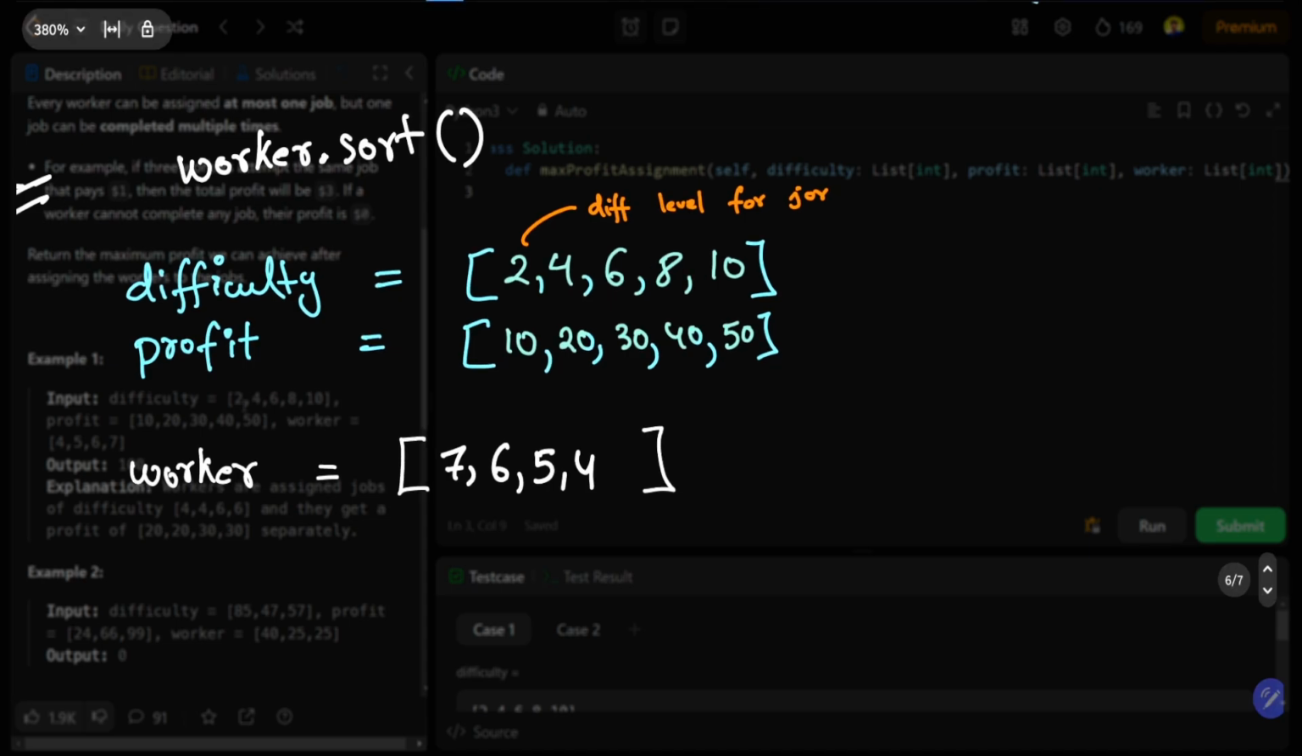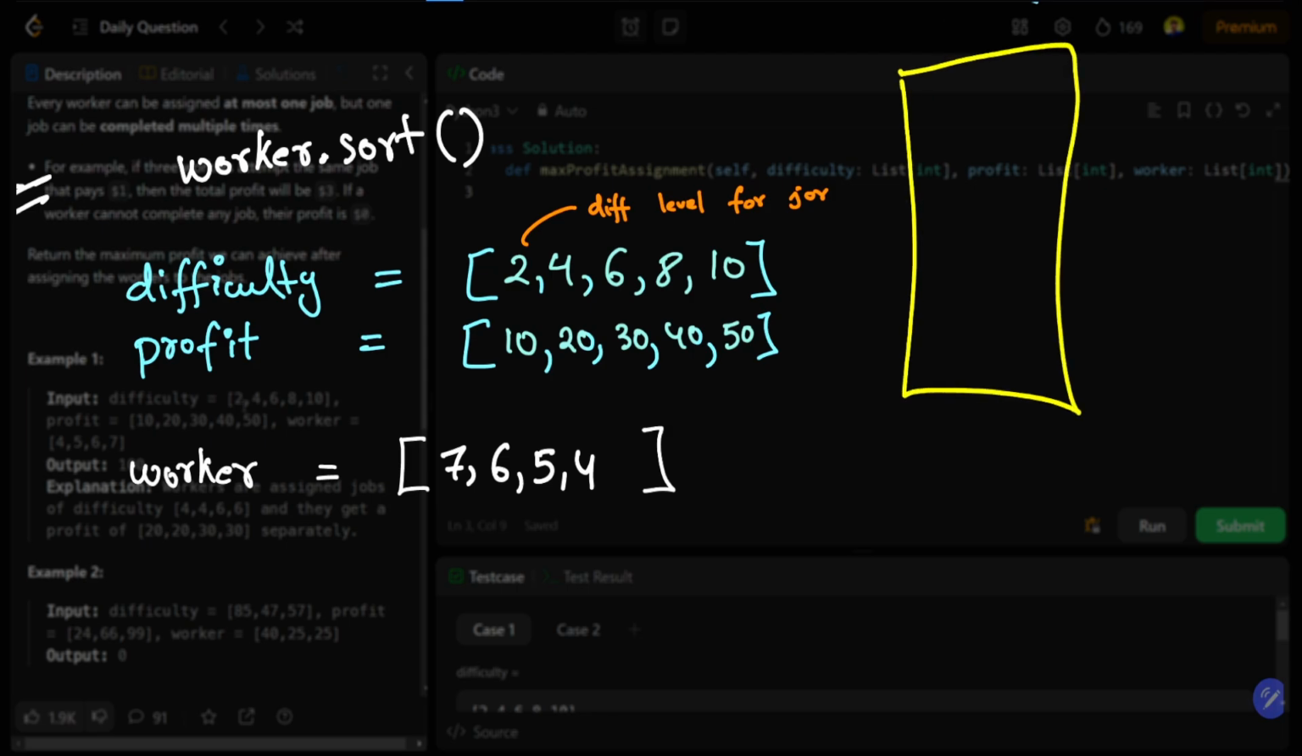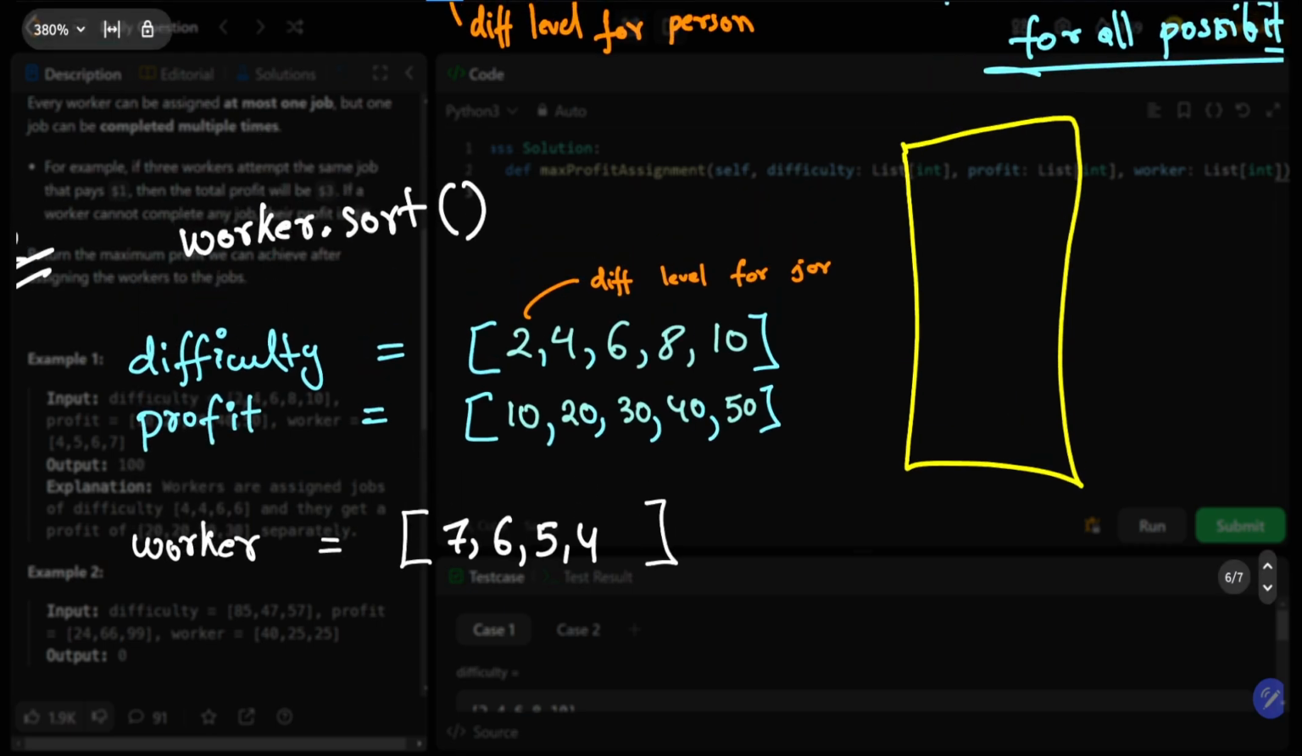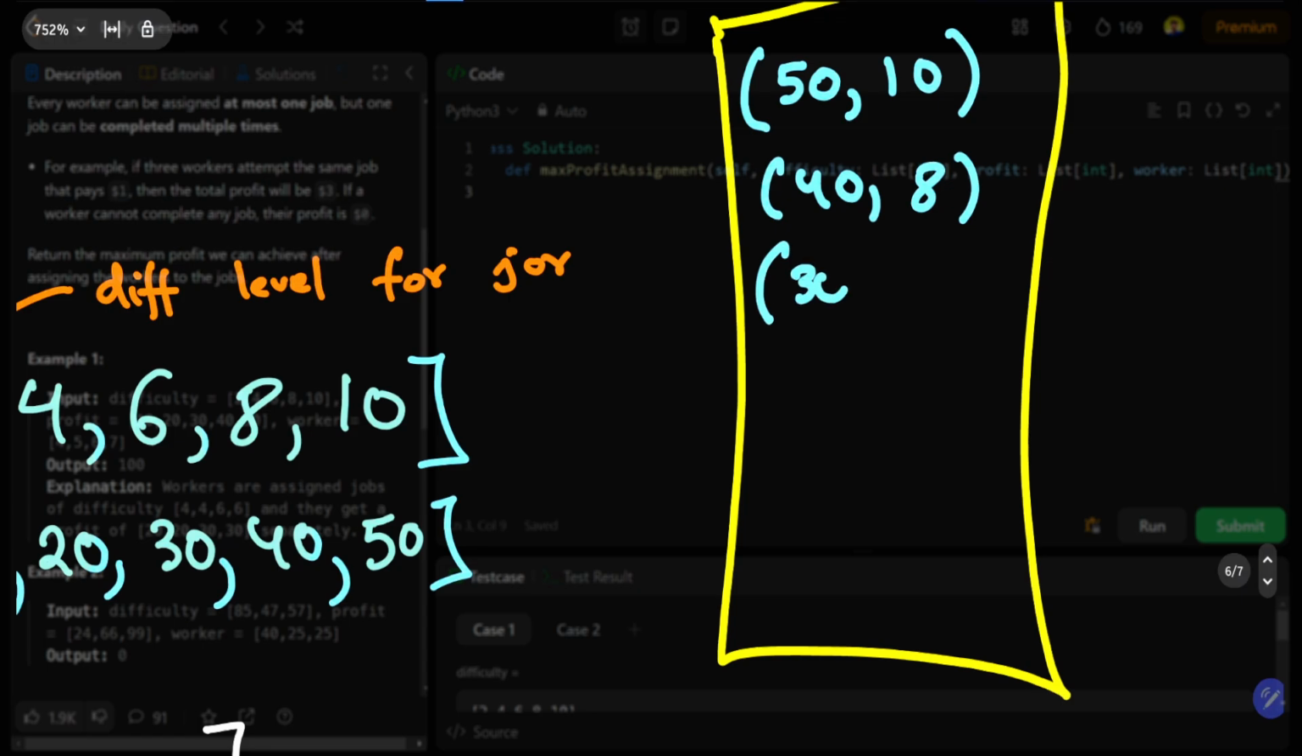So I might be using a heap data structure, because I need that data in sorted form. So I have this heap, and I will be making the pairs of them. I will be using the max heap because I need the maximum profit and the difficulty from that. So I can have the data like pairs of 50 and 10, pair of 40 and 8, pair of 30. Let me take some small values.